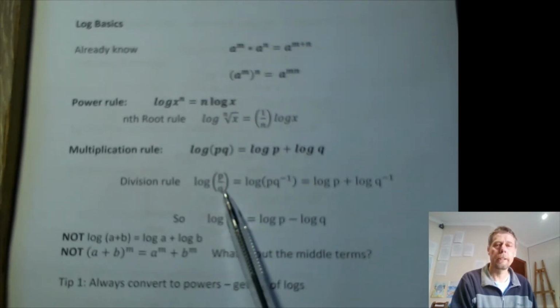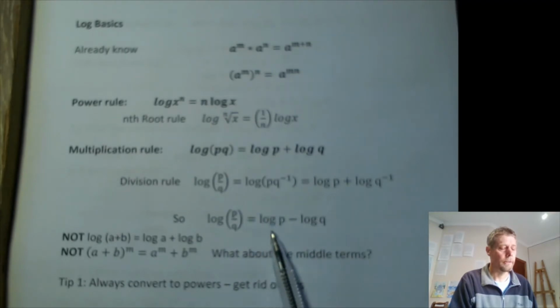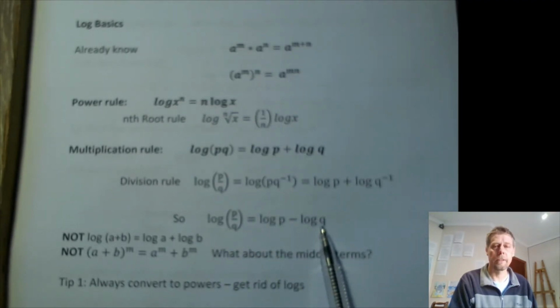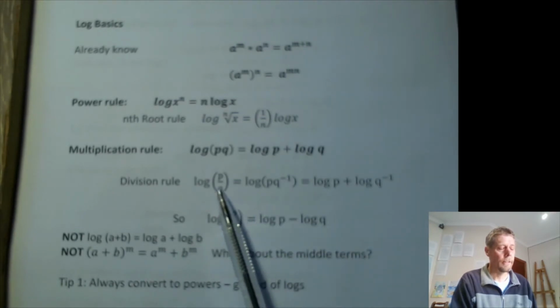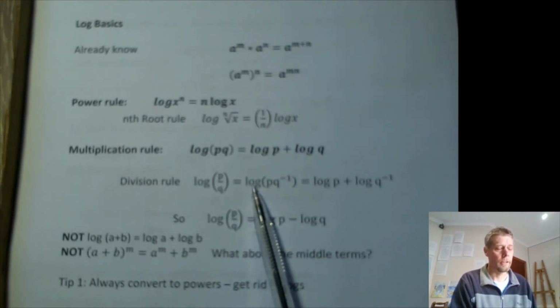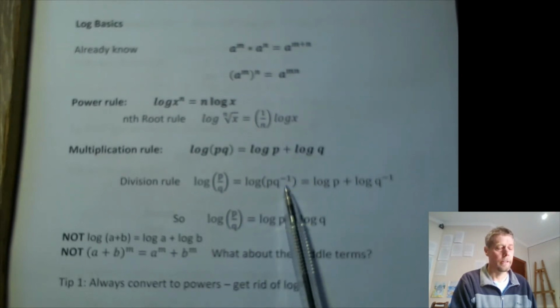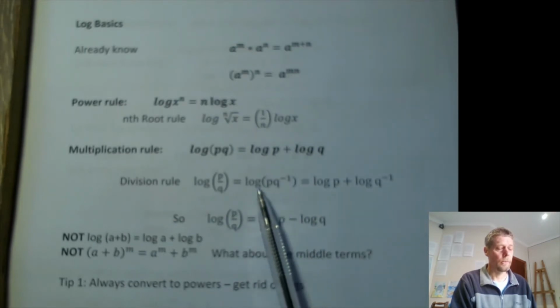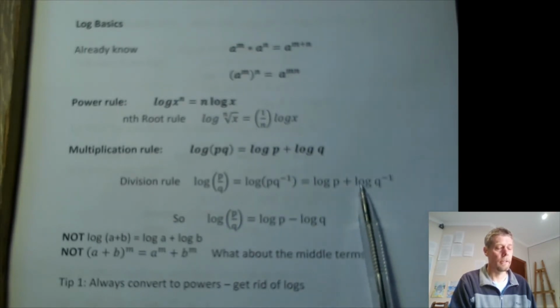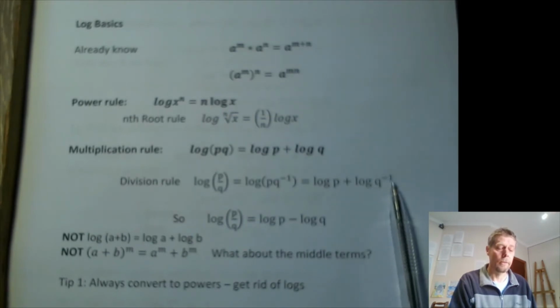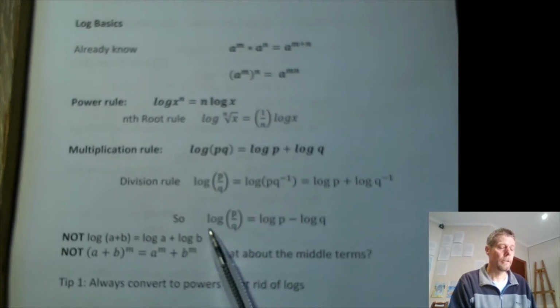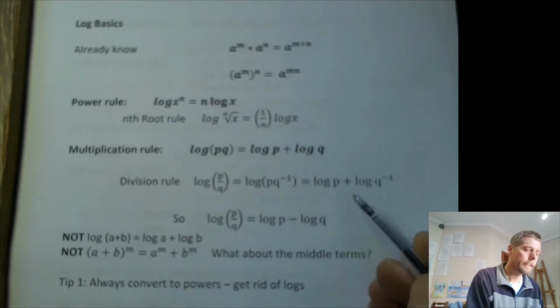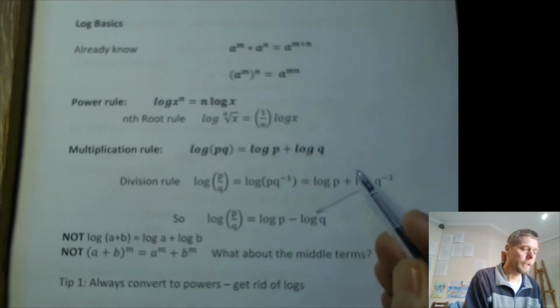So if I have log of p over q is equal to, I'm going to cheat a bit, log of p minus log of q. Now why is that? If I can write log of p over q as log of p times q to the minus 1, which, using our multiplication rule, is equal to log of p plus log of q to the minus 1. But now we can take our power rule and put the minus 1 in front, and we're left with log of p over q equals log of p minus log of q. You can see how that comes directly across there because the minus 1 goes to the front.